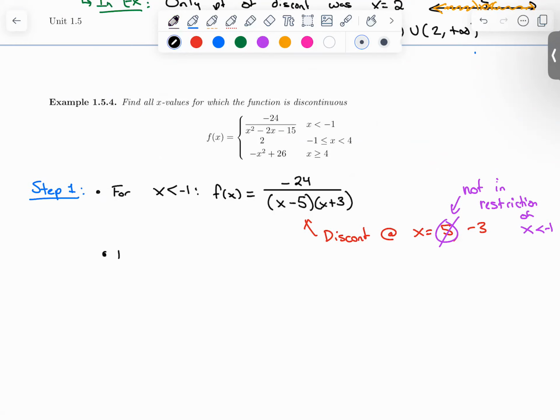Next, for -1 less than or equal to x less than 4, f of x will equal 2. That function is a constant function that has no issues. You're not going to find any value where it's dividing by 0, or any place where you're taking the logarithm of a negative number, because it's just a constant. So no issues. No discontinuities.